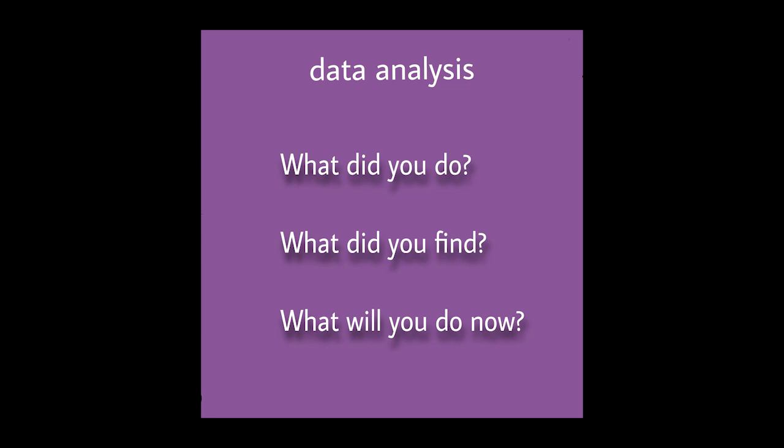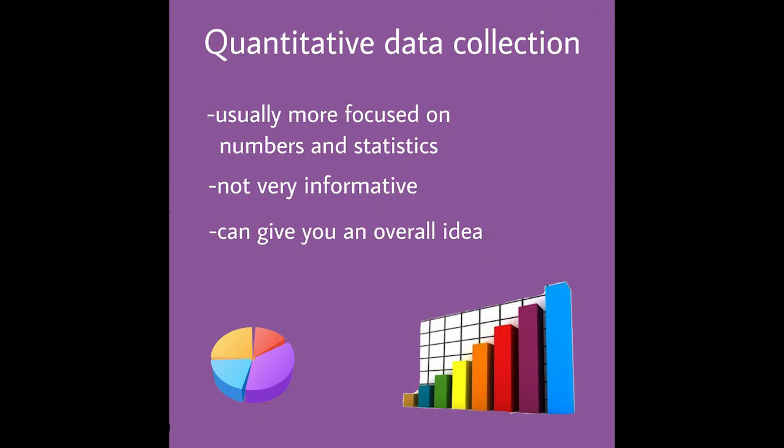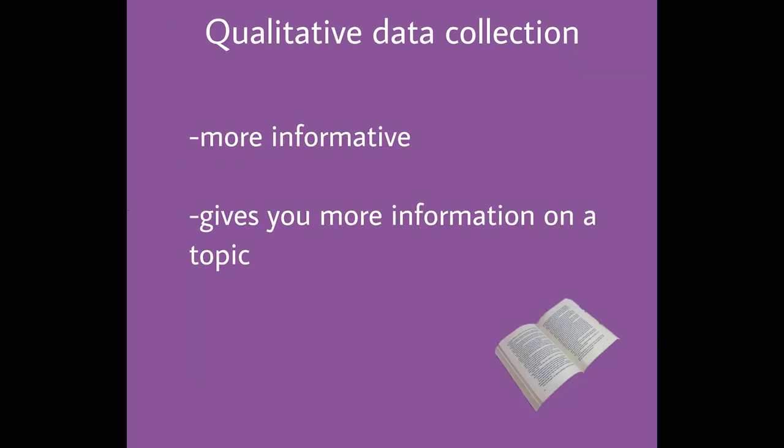The data analysis step involves asking yourself these questions. What did you do? What will you find? And what will you do now? This stage is so you can go over the information you've collected and fully understand it. This understanding will then lead to knowledge on your chosen topic. Another type of data collection is quantitative and qualitative data collection. Quantitative data collection is usually more focused on numbers and statistics. It's not usually very informative but can give you an overall idea on a topic, whereas qualitative data collection is normally more informative and gives you more information specific to your chosen topic.